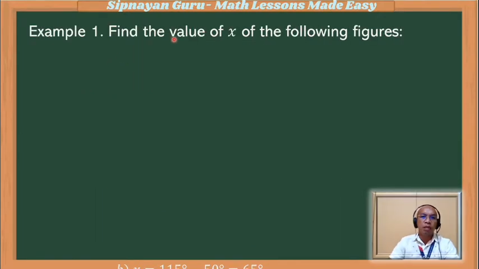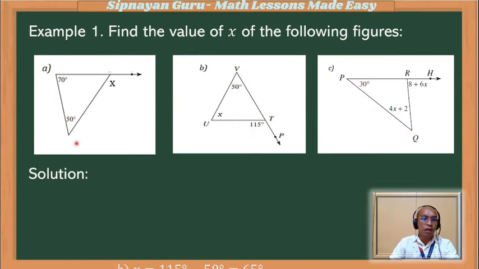Now let's have example number 1. Find the value of x in the following figures. For letter A, we know that the x here is the exterior angle, and based on the theorem, the measure of this angle is just the total of the measures of the two remote interior angles. To solve for x, we just add 50 and 70. So 70 plus 50 is equal to 120 degrees. For letter B, the exterior angle in this illustration is given, which is 115.